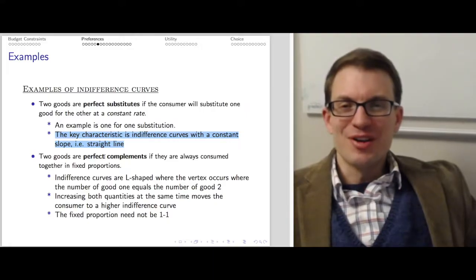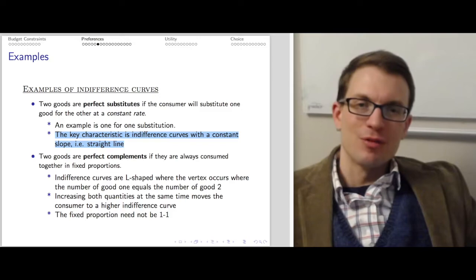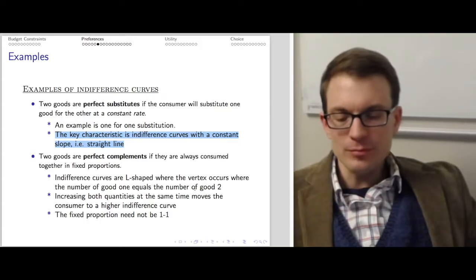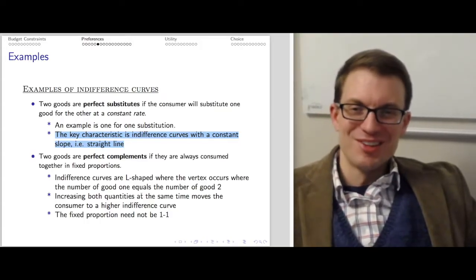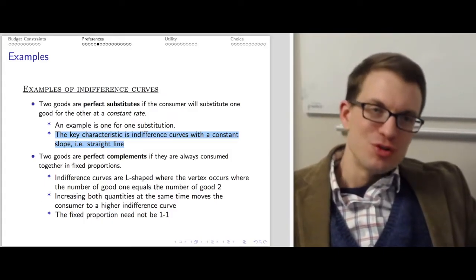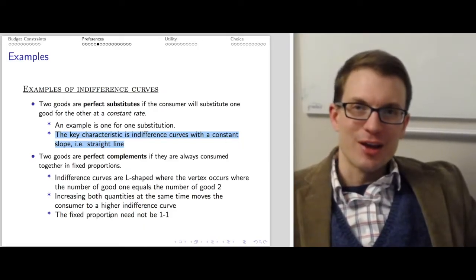Two goods are perfect complements if they're always consumed together in fixed proportions. These are the L-shaped curves, right? So these are going to be like a 90-degree angle. The vertex occurs where the number of good one equals the number of good two. Where you have the vertex is where you have the same amount of both goods, right? Increasing both quantities at the same time will move you to a higher indifference curve. If you only increase one of the quantities, that's not going to help you, right?